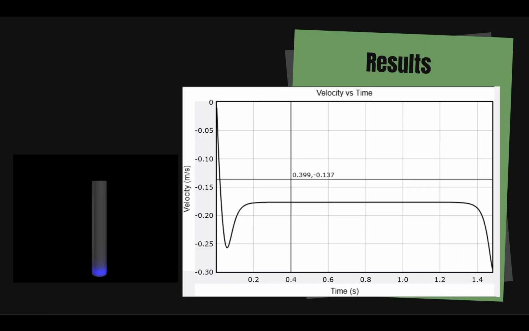Results. This is our velocity versus time graph of the magnet. As you can see in the beginning, there's a steep drop due to the force of gravity, but the speed does decrease, and this is due to the magnetic force. After this, we see the velocity stays constant, which indicates F net equals 0, which means the force of gravity equals the magnetic force. Near the end, we see the speed increase again, which indicates the magnet has left the aluminum foil.